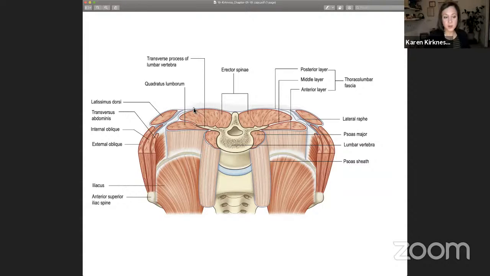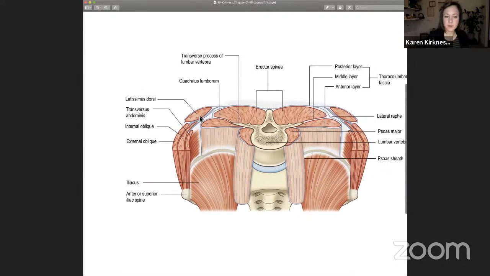So if you can see the fascia along this region, is that easy enough to see, Joe? Is that large enough, big enough?